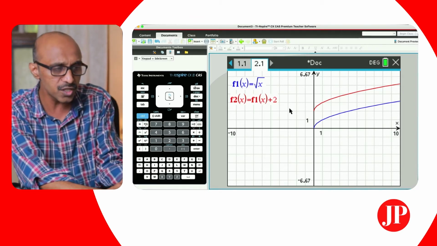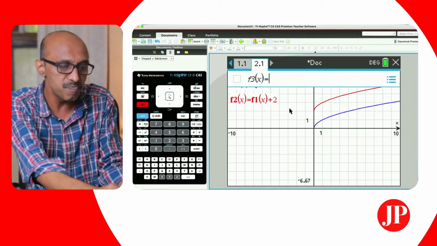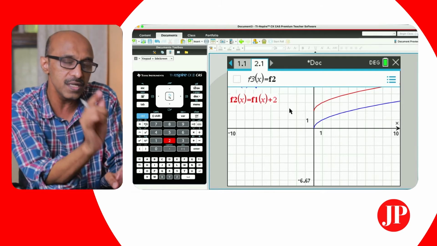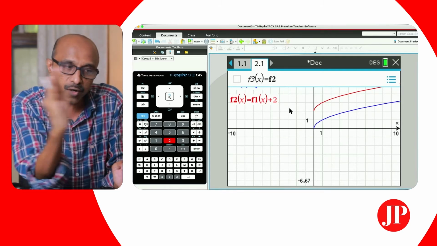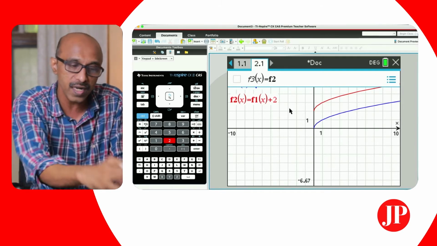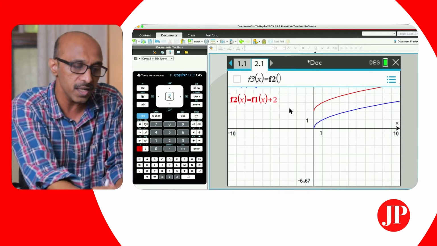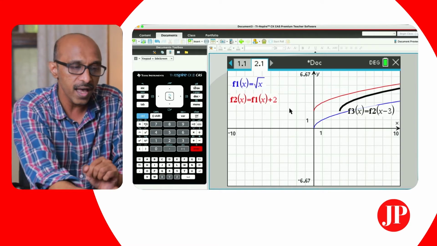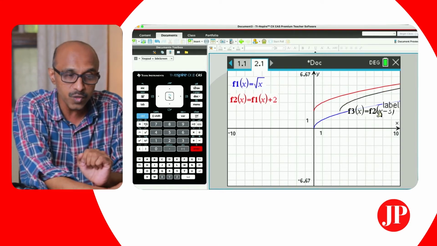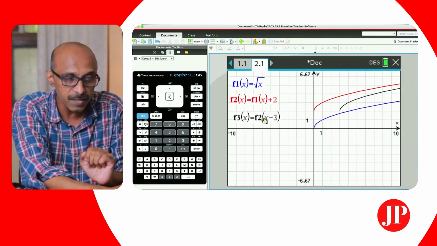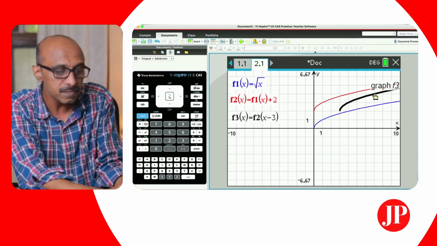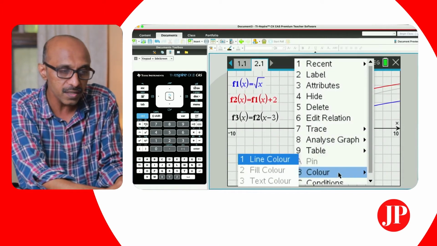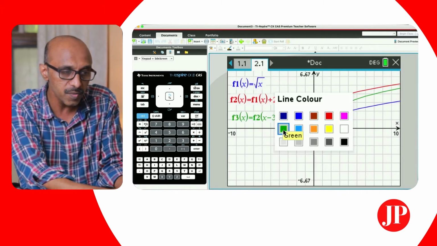Now, stage 2, this is going to be F2. Remember, we want to move the red graph across to the right, horizontally by 3 units. Let's check that. So x minus 3, and there is the position of the new one. Again, let's make it green. That will help us compare.